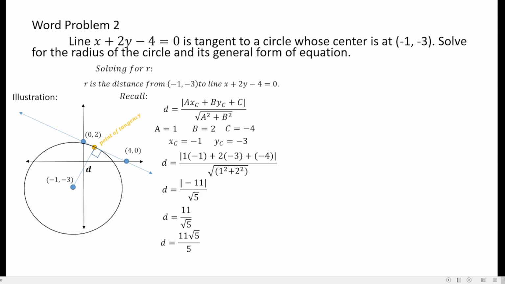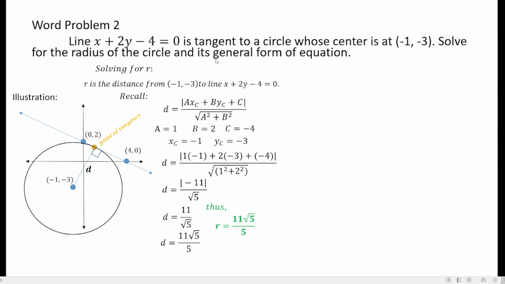But in the same way, guys, you also need to see it as the radius of the circle as well. So distance is also the radius of the circle. Whatever the distance is, is also the radius of the circle, which is 11 square root of 5 all over 5. So the first goal is already completed.